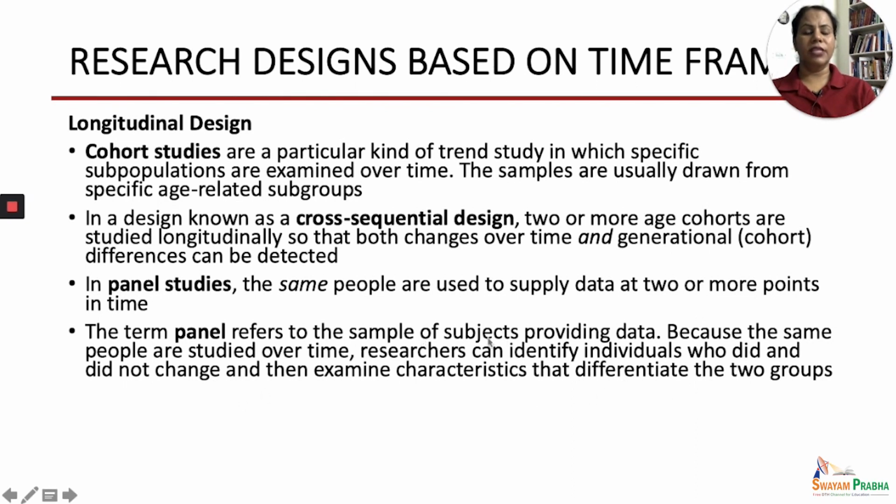So in the panel, we take the same subjects and then we study them over time. And then we try to see what is the difference in these people whom you selected as a sample, and then you examine their characteristics for differentiating the groups. So panel study, I hope you have understood, is one in which we are studying the same subjects over a period of time. Whereas in trend studies we take different samples at different intervals. Even for the cohort we take different cohorts. In cross-sequential we take different age cohorts and then we study them. But in panel studies we are studying the same people over time.